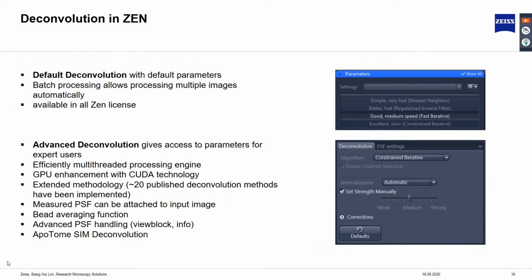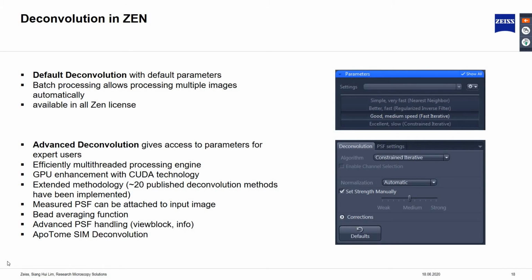In ZEN imaging software, we are offering a fully integrated deconvolution module with an easy workflow and high processing speed. There are two modes available, the default deconvolution and advanced deconvolution. For the default deconvolution, 4 different methods are available, from the simple and very fast nearest neighbor algorithm to the intensive but slow constrained iterative algorithm.